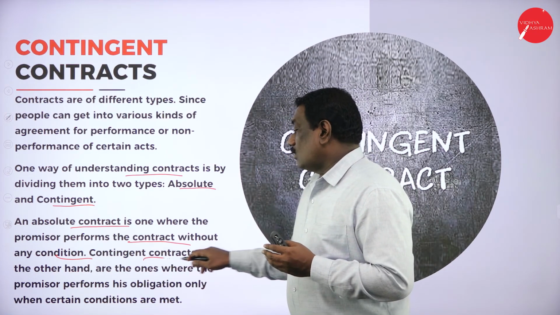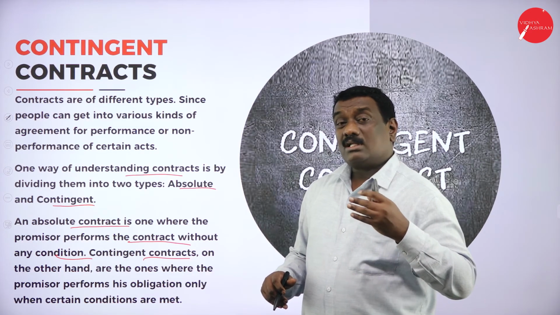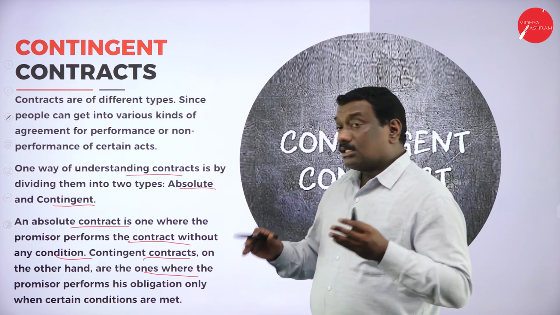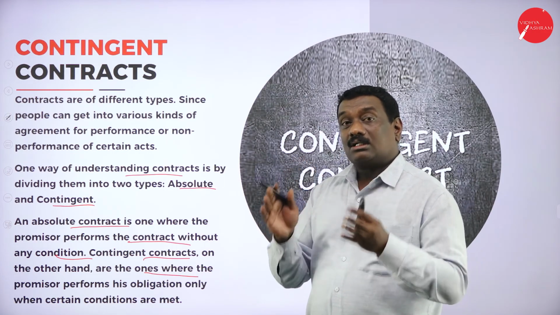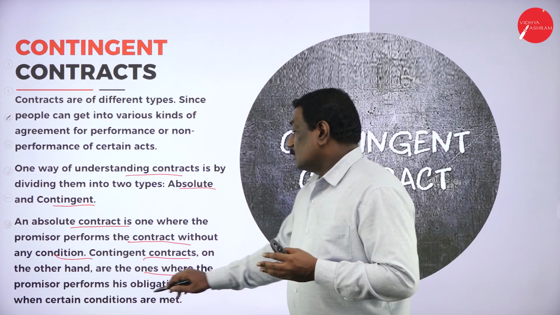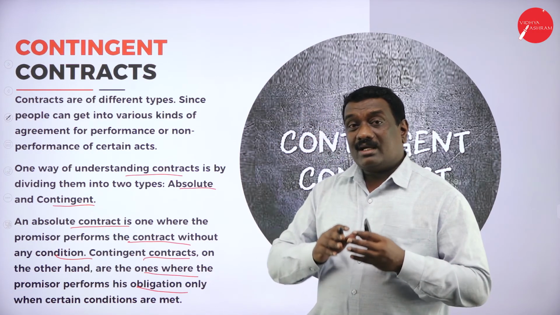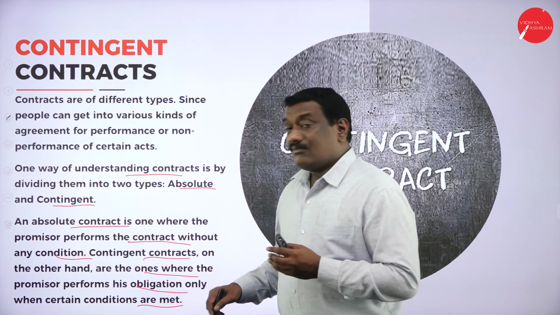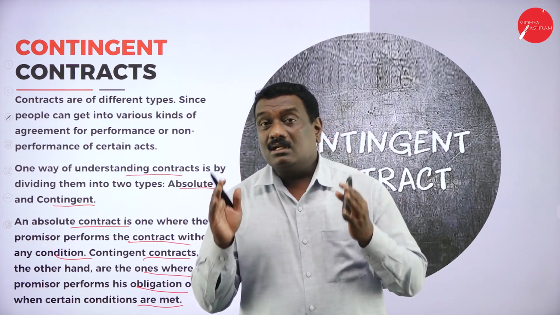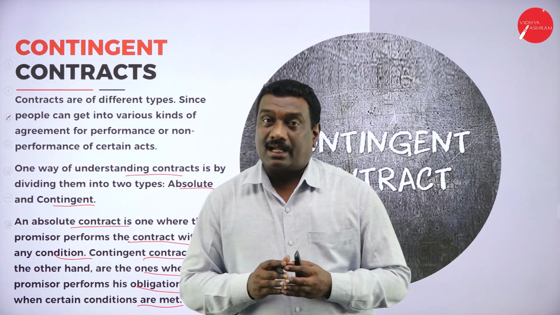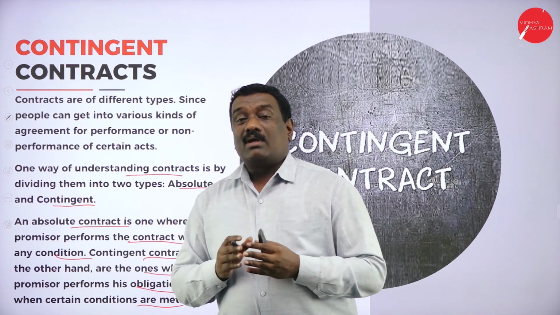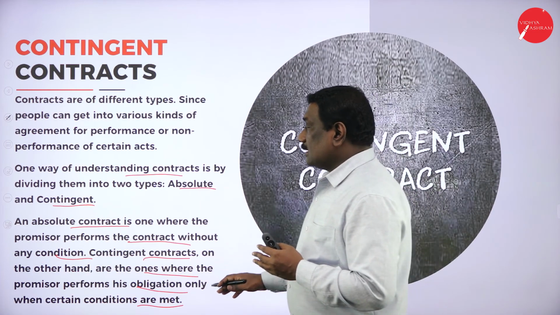Contingent contracts, on the other hand, what is a contingent contract? A contingent contract is one where the promisor will perform the contract, that is, his obligation arises, only when certain conditions are met. So only when certain conditions are met is he going to make a contract. Only on the happening of that particular event is he going to make a contract. So that is known as a contingent contract.